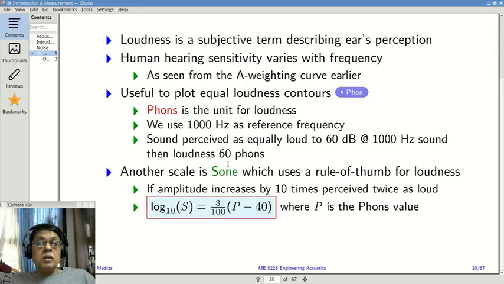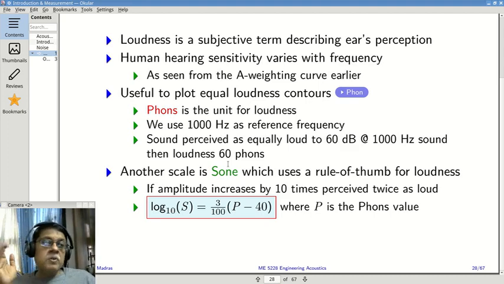So the sound is perceived as equally loud to 60 dB at 1000 Hertz. What sound level do I need to have? So a 60 phone sound, when I say the loudness is 60 phones, we look at what amplitude I need to give to the sound at a particular frequency to make it appear as loud as what it was, 60 dB at 1000 Hertz. So this is one of the ways that we say equal loudness.